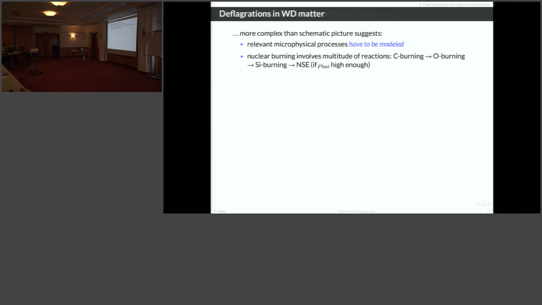Nuclear burning also is not as simple as in the schematic picture because it involves a multitude of reactions. We have carbon burning, oxygen burning, and silicon burning, and may reach nuclear statistical equilibrium, which I will discuss later, if the fuel material has high enough density. So we have different reactions taking place inside the burning zone. The energy transport is mainly due to thermal conduction, and the energy flux is then caused by a temperature gradient as here.